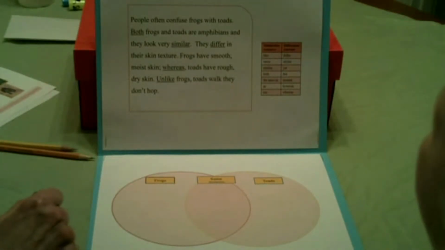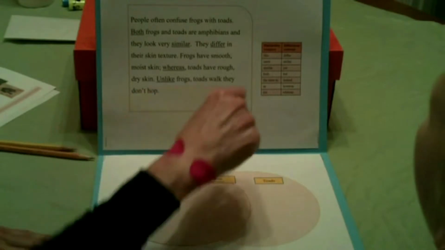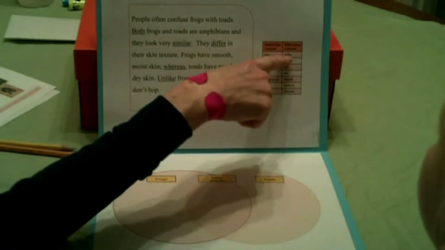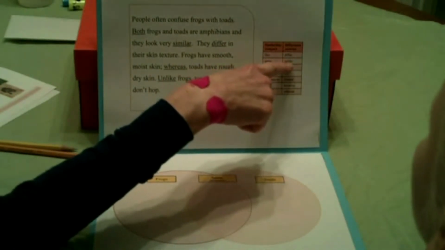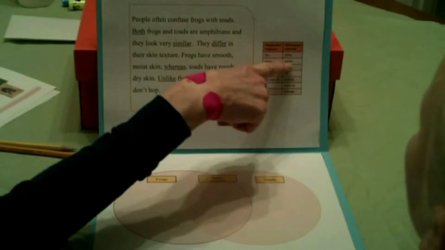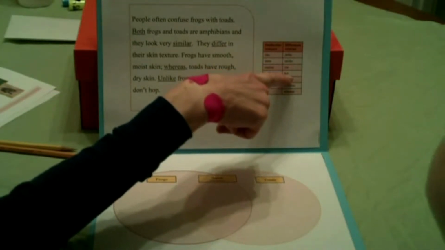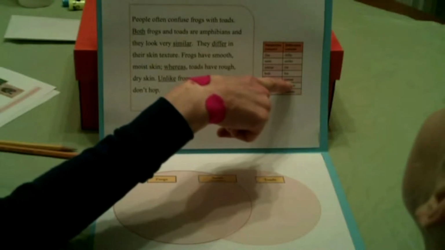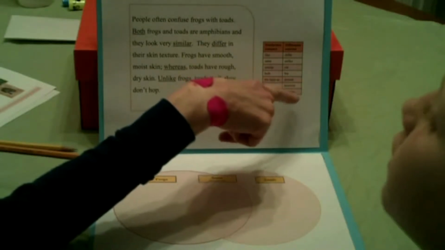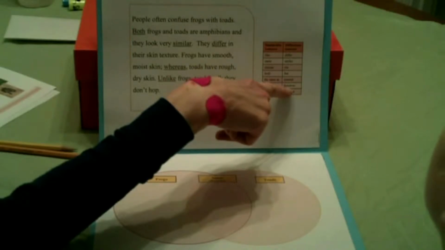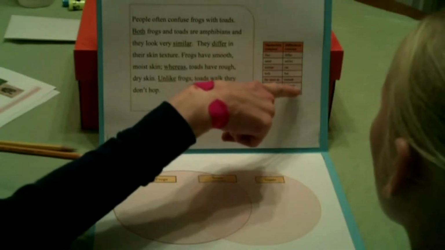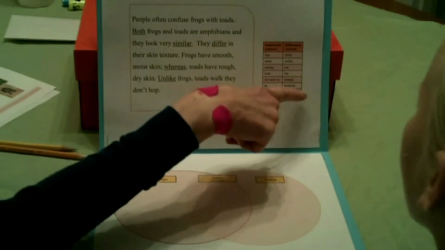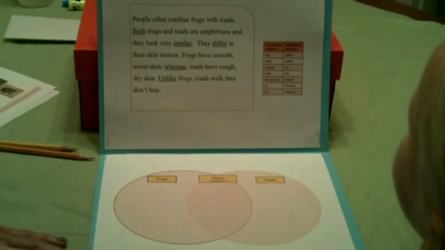All right, so if we have differences in our passage, these are some clue words. Let's read them. Differ, unlike, yet, but, instead, faster, however, whereas. Wow, I love those words.